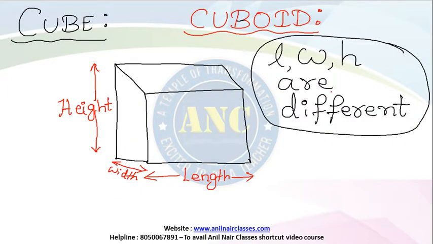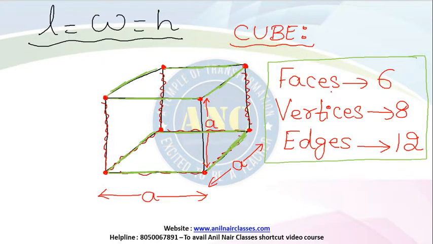We started with the cube, and I will go in depth about the cube in the next few minutes. We learnt what a cuboid is. A cuboid is a 3-dimensional geometrical figure where length, width and height are all different. If all these 3 dimensions, length, width and height, become the same, then it is termed a cube. In a cube, there will be a total of 6 faces, 8 vertices and 12 edges.